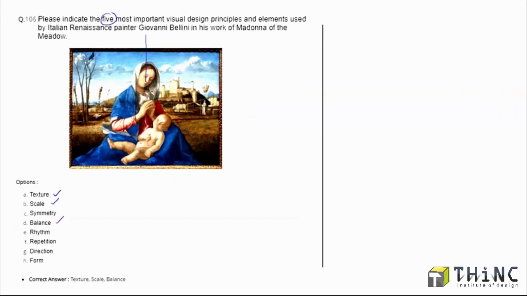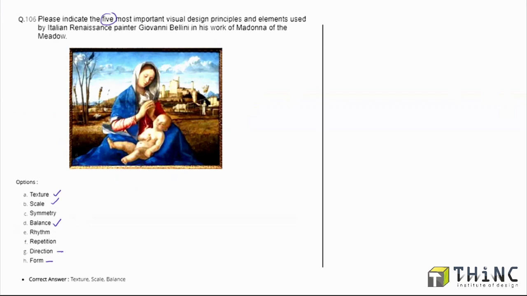If you look at the image around a central line, it's very nicely balanced. So very good balance in the image. So balance is an option. Now they are inquiring for 5 options. The next could be rhythm, repetition, direction, and form. The next possible options could be direction and form.